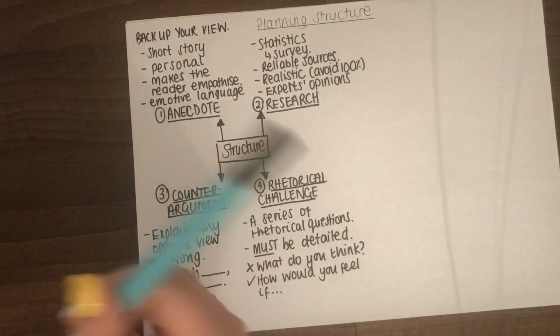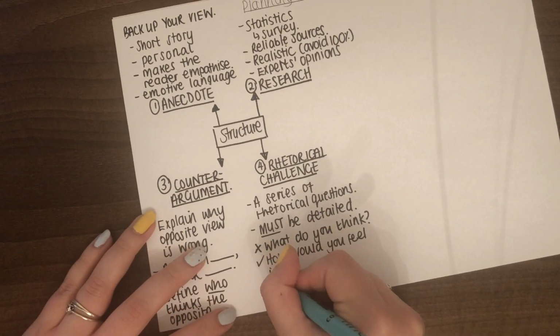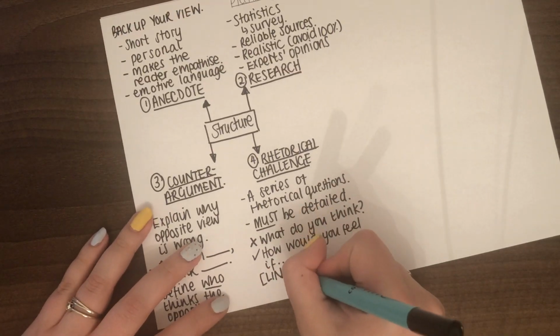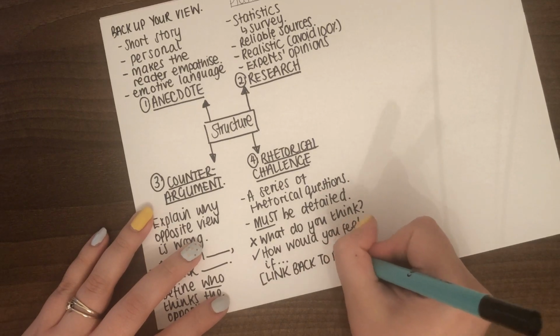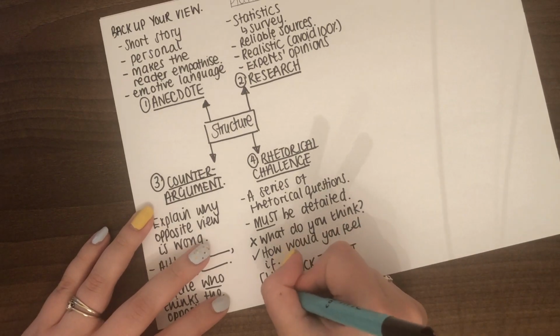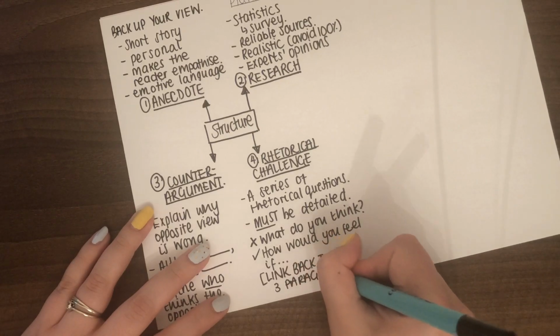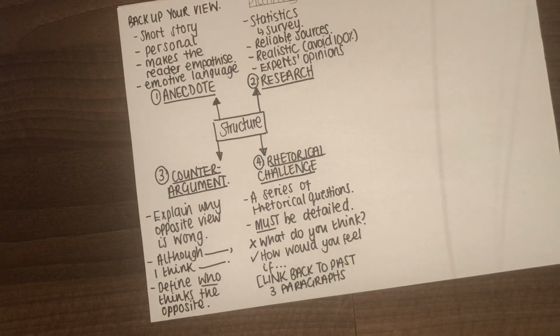Now, the best thing to do here, and this is what we're going to do, is link, and this is where the structural features come in, link back to past 3 paragraphs. So what you're going to want to do, I'm going to show you how you do this now. I'm just going to get a coloured pen to do it. That should be fine.